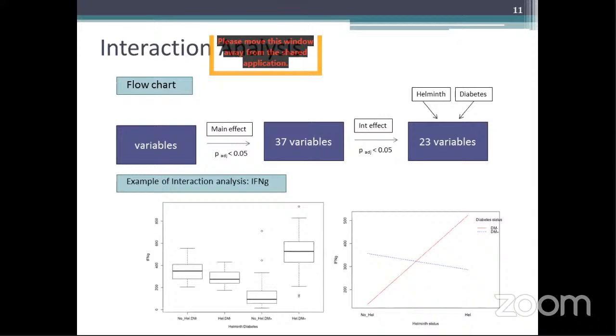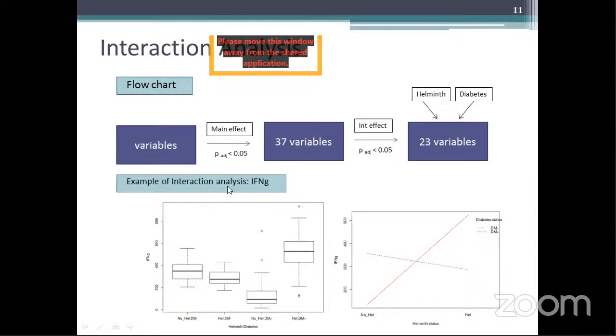So there's just a general flow chart over here that has been done. Basically, it's a two-pass filter. Initially, we perform the main effect analysis and filter out those variables that are said to have main effect, and then perform interaction effect analysis on the filtered variables to obtain a set of variables that is said to be influenced by both Helminth and diabetes.